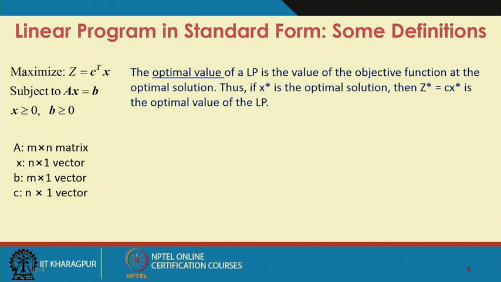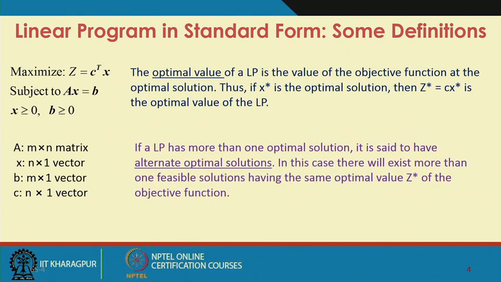The optimal value of a linear program is the value of the objective function at the optimal solution. Thus, if x star is the optimal solution, then z star equal to C x star is the optimal value of the linear program. If a linear program has more than one optimal solution, it is said to have alternate optimal solutions. In this case, there will exist more than one feasible solutions having the same optimal value z star of the objective function.